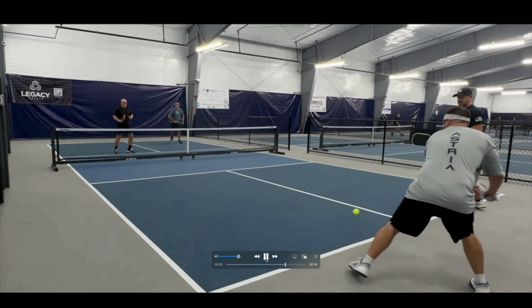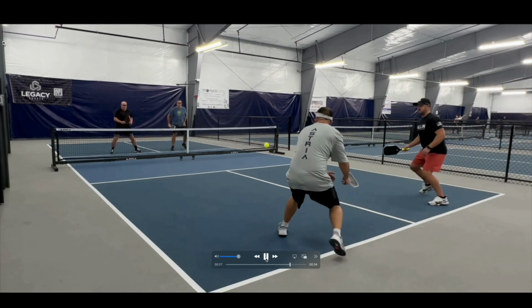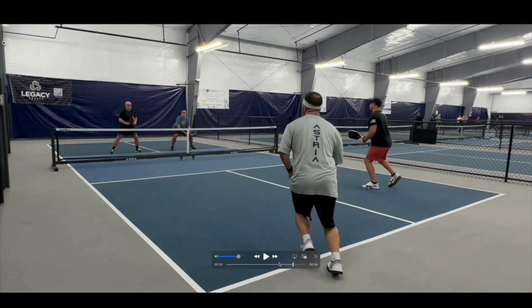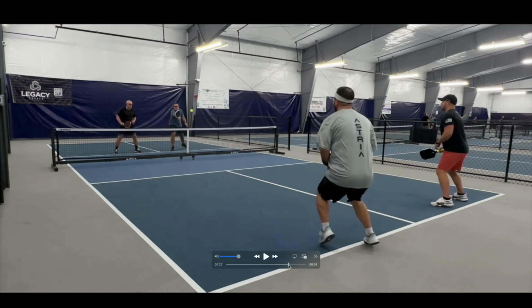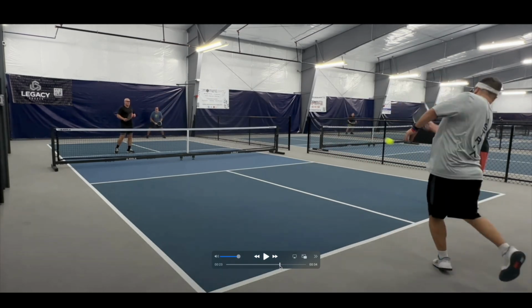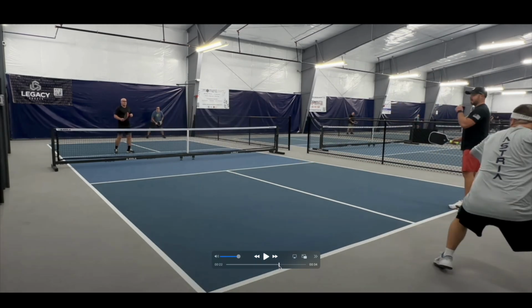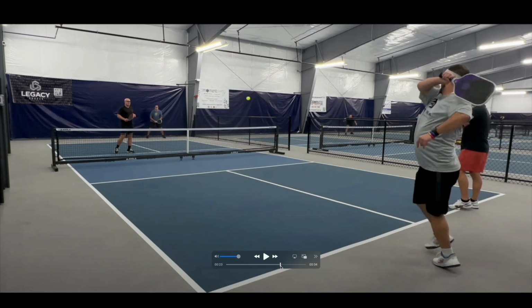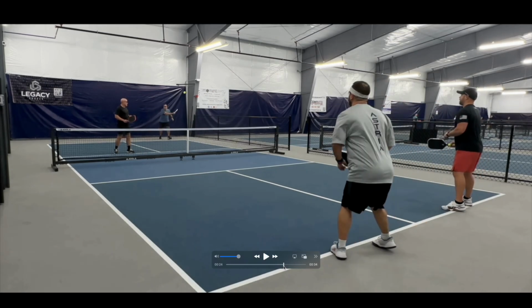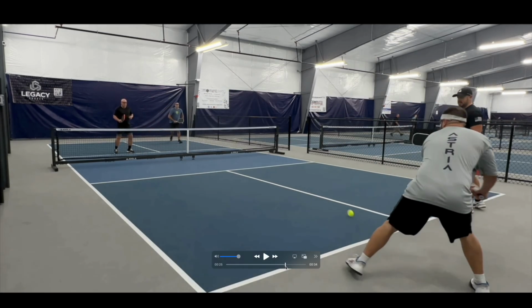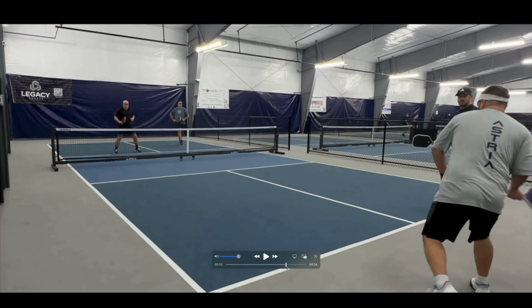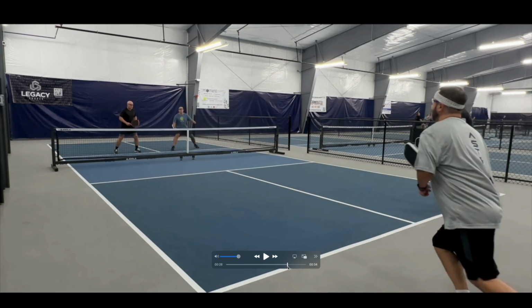we'll see here. Okay, we'll stop it right there. This last example is a deep return, and I do a drop from back there. Now, there's some people who say you should drive, if the ball is deep like this, that you should drive this ball and not drop. I don't agree with that.